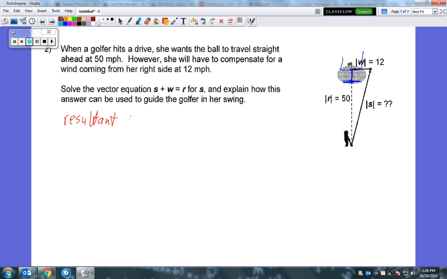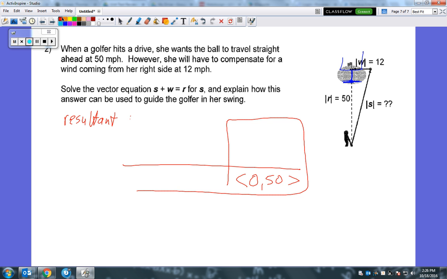We need straight ahead, 90 degrees. But what's the resultant? 50. 50 is what we want to happen. So we're starting way down here, if you're using the chart. Okay? So this is S plus W. This is S and this is W. You with me?